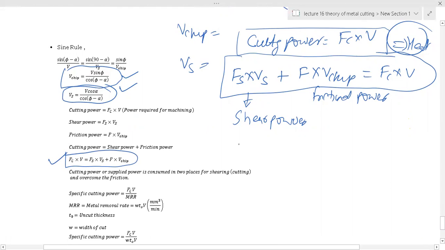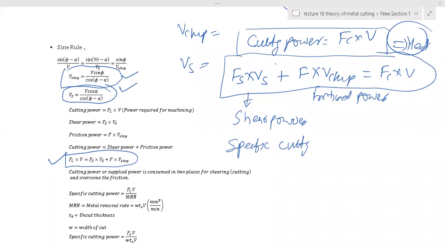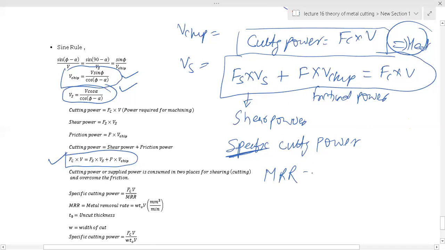Specific cutting power. When the word specific is used, like specific gravity, specific weight, specific energy, specific power, when it is a specific property, you have to divide it by mass. So one term is called metal removal rate, MRR. So it is basically a rate. So how much metal is removed?